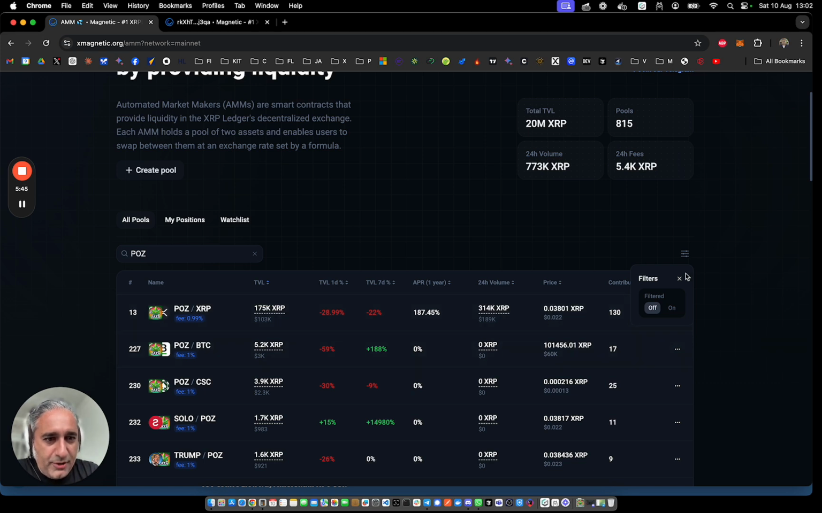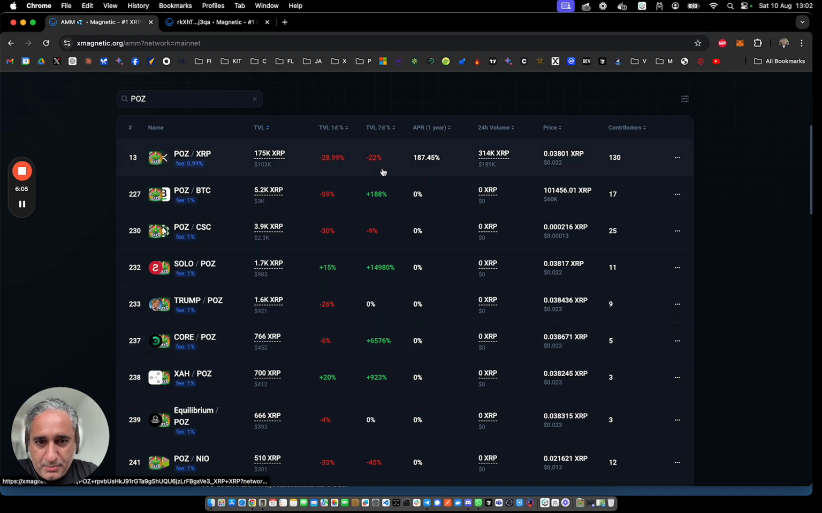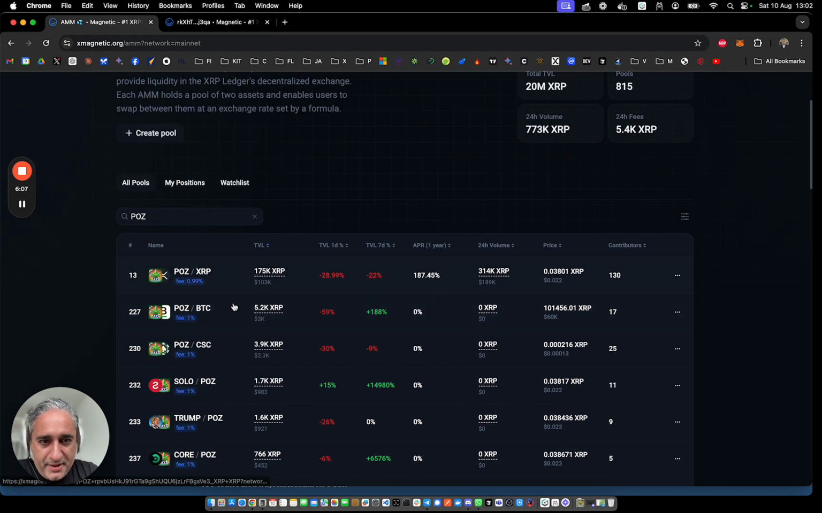$0.022. You can also see the number of contributors in the pool. So there's 130, but be warned, as I'll show you, not all of them are active contributors. This is really just addresses with trust lines set up to the AMM. So that's how you see the full list of pools and some basic information about them.